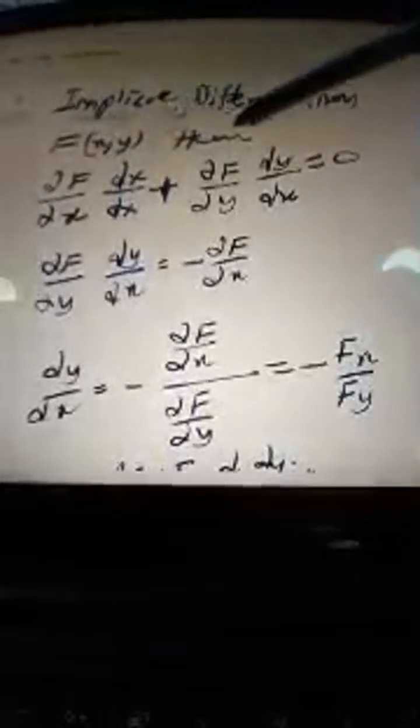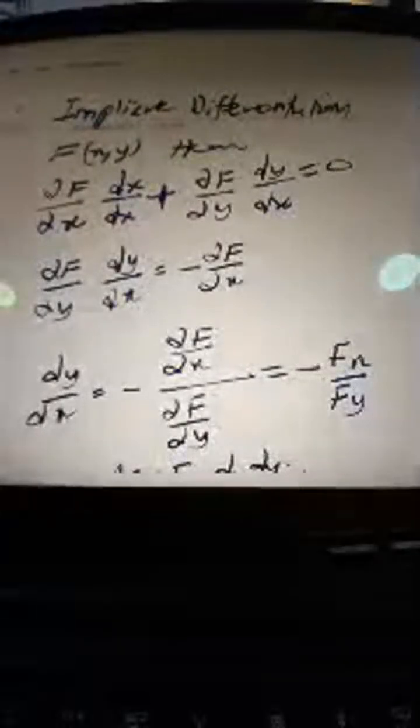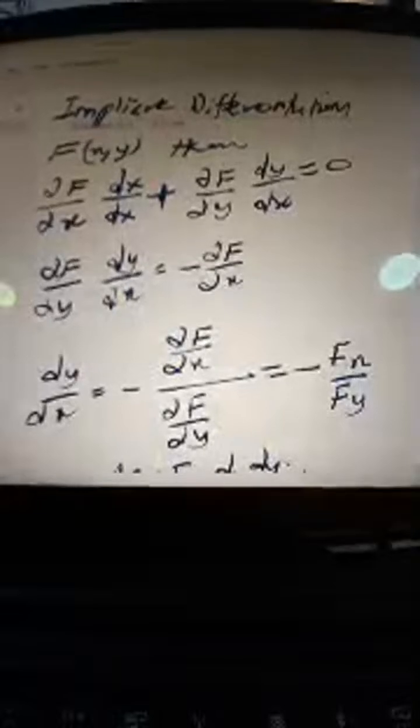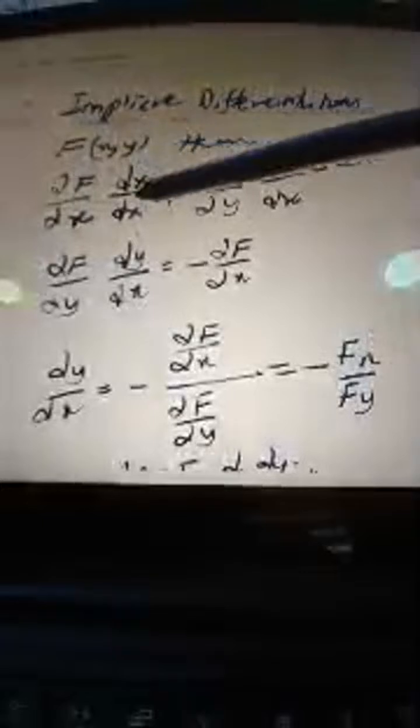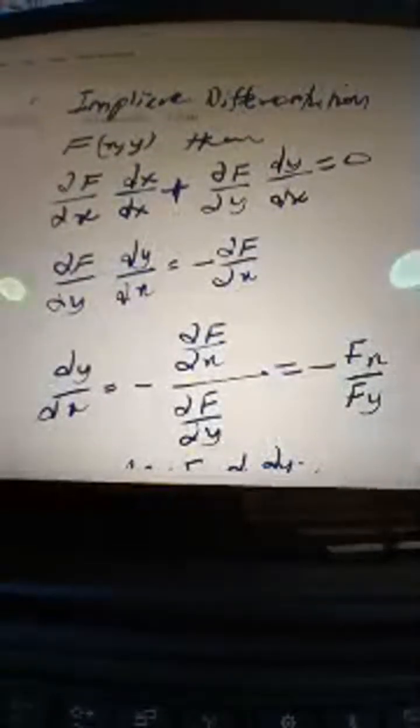If that is the case, then we want to use the chain rule. First, let me remind you that f of x is differentiable, and because it is differentiable, continuity is also assured. Now that that is assured, we are going to use the chain rule. So using the chain rule, we have del f del x, dx, plus del f del y, dy dx equal to 0, as I indicated that the whole of this is equal to 0.